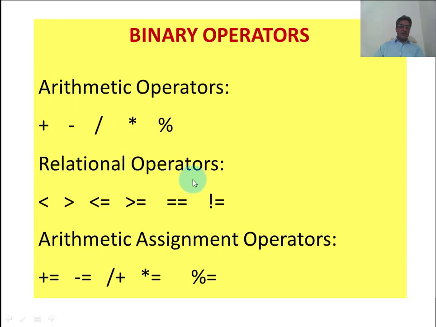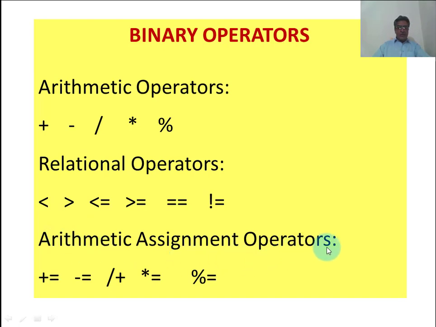Similarly, in the second group, the relational operators also need two operands. Less than needs two operands, one at the left and one at the right side, and this operator compares these two operands and finds the value true if the first one is less than the second, and false if the first one is greater than the second. Similarly, greater than, less than or equal to, greater than or equal to, not equal to, all these operators are called binary operators because they need two operands to perform their operation.